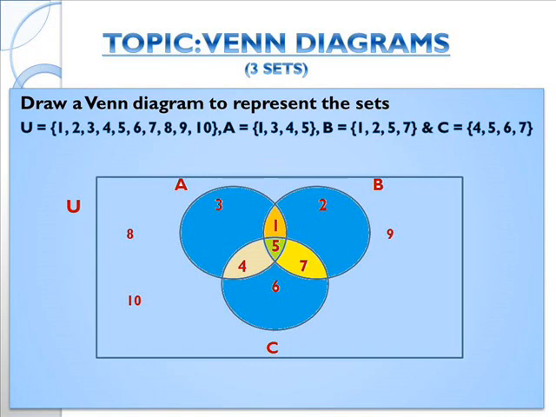The remaining elements are written within the dark blue region. They show that they are only present in either A or B or C. Outside the circles, the remaining elements of the universal set are written. And that is how we draw a Venn diagram to represent more than two sets.